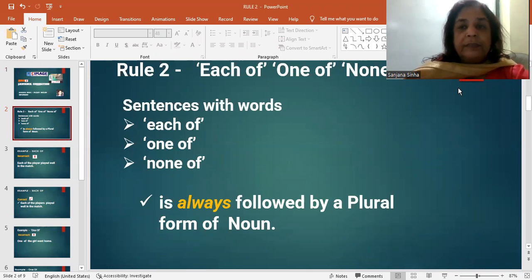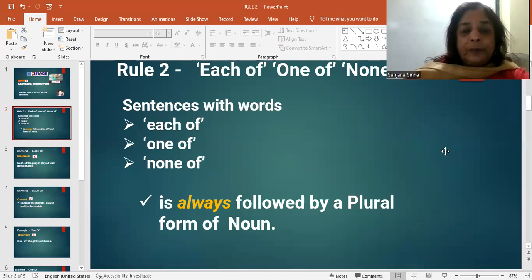Rule 2 deals with sentences containing the words each of, one of, and none of. Sentences with words like each of the girl or girls, one of the boy or boys, none of the student or students. Well, confusing? No, you will not be confused now. Each of, one of, and none of is always supported by a plural form of noun. Right? Each of the students, each of the girls, none of the boys.